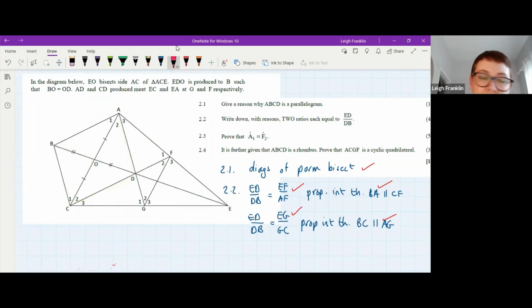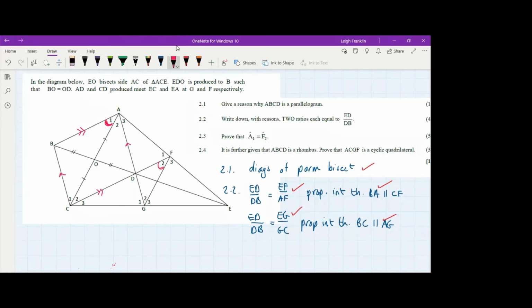So remember, ABCD is a parallelogram. We proved that in question 2.1. So side AB and side CD are parallel to one another, and sides BC and AD are also parallel to one another. Okay, so where is angle A1? It's over here. There's A1. All right, and where's angle F2? All the way over here, right?